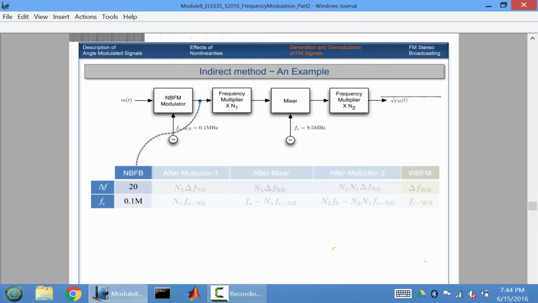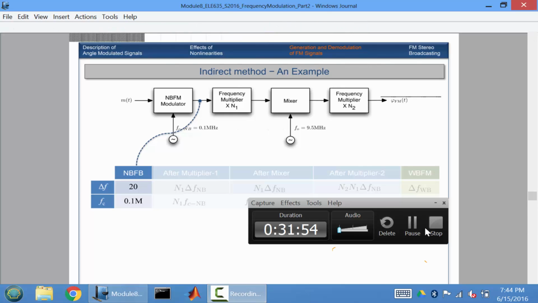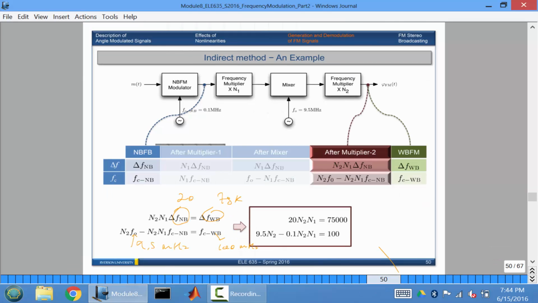Sorry, let me just pause this here quickly. Okay, so that's 100 megahertz. So what's going to happen is that you have these equations here, because this f of c and b is equal to 0.1. So this here is equal to 0.1, so this is 0.1 megahertz. Okay? So that's what's happening over here.